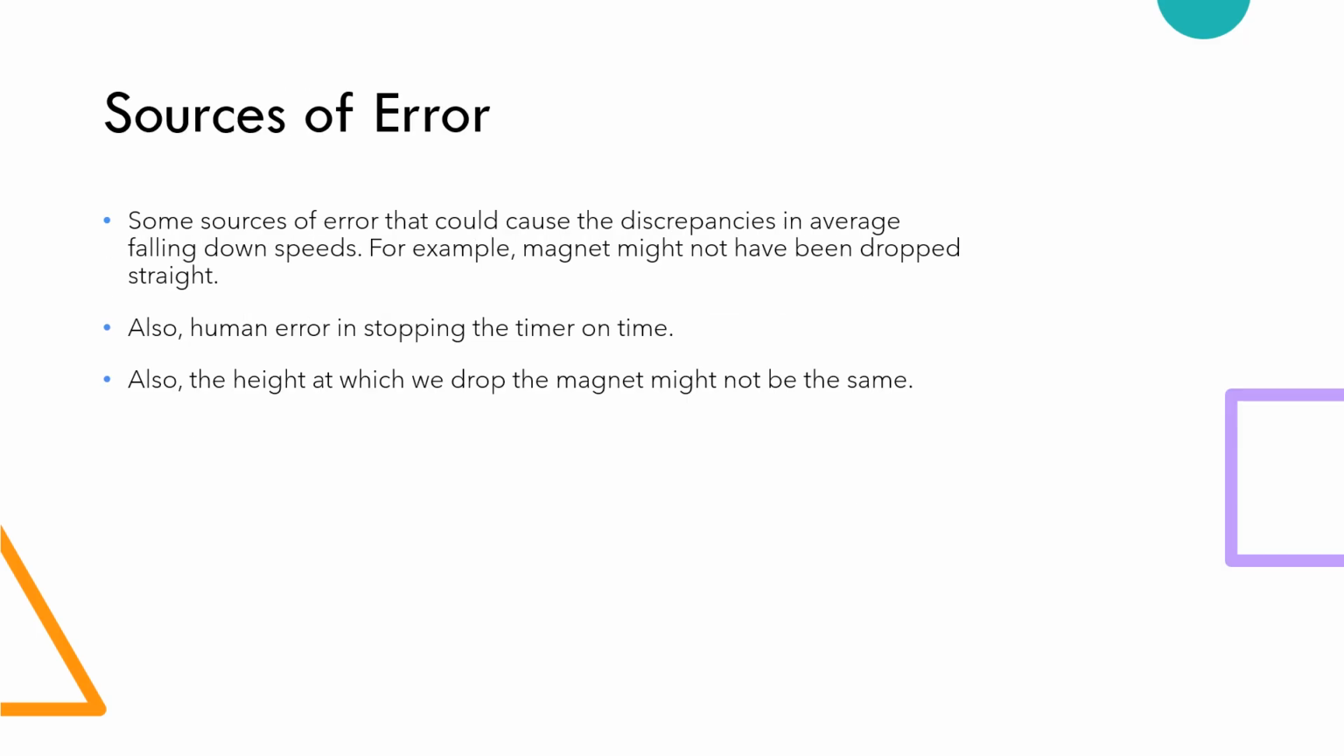Then, sources of error. Some sources of error that could have possibly caused the discrepancies in average falling speeds. For example, the magnet might not have been dropped straight. Also, human error in stopping the timer on time and actually dropping the magnet, and the height at which the magnet was dropped might not be the same for each drop.